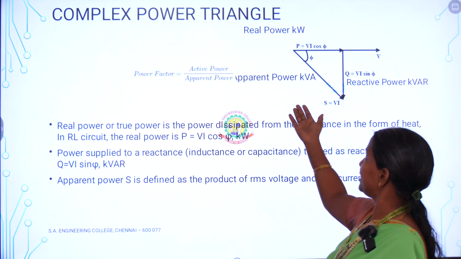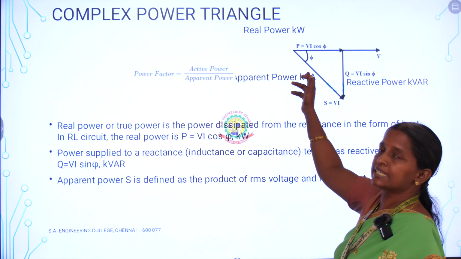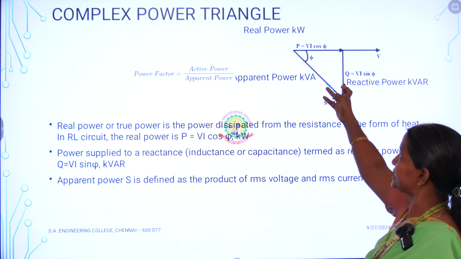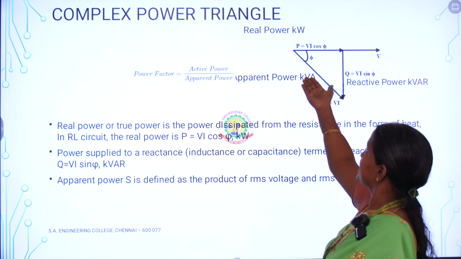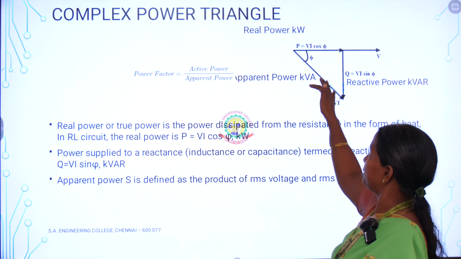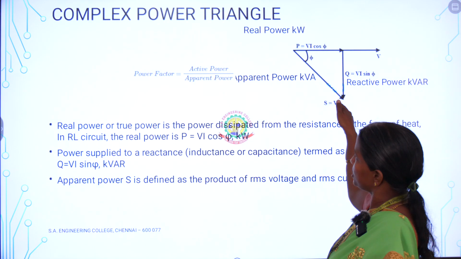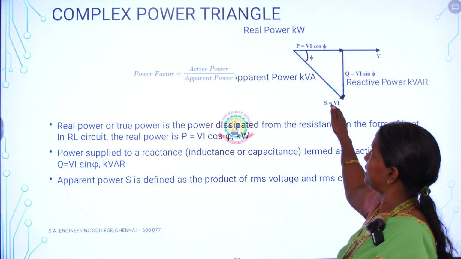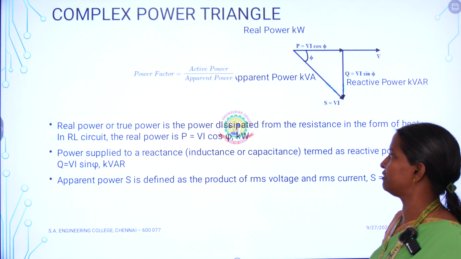And what is the power factor using this triangle? This angle of inclination is phi. Now using this triangle, what is the power factor? Power factor is nothing but cos phi. Cos phi is the adjacent power divided by the hypotenuse. So the adjacent power is real power or active power, divided by the hypotenuse, which is our apparent power. So VI cos phi divided by VI, you will get cos phi, that is our power factor.